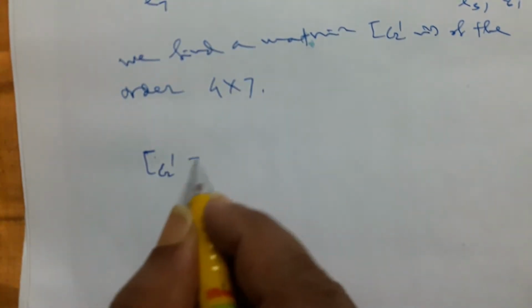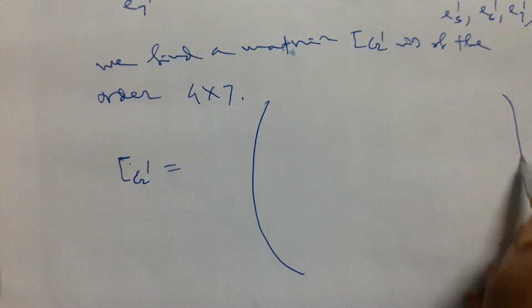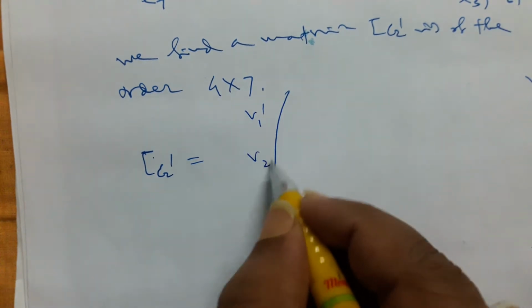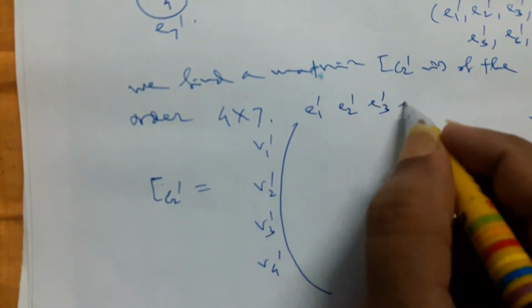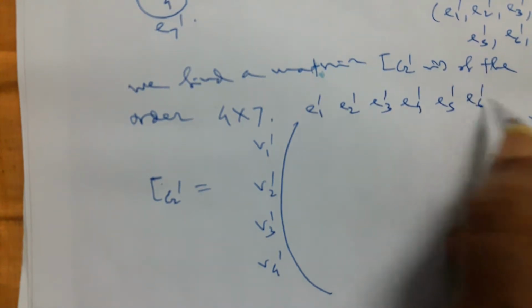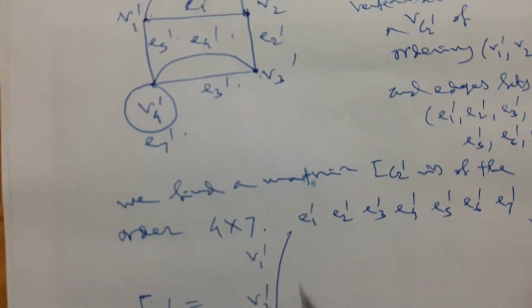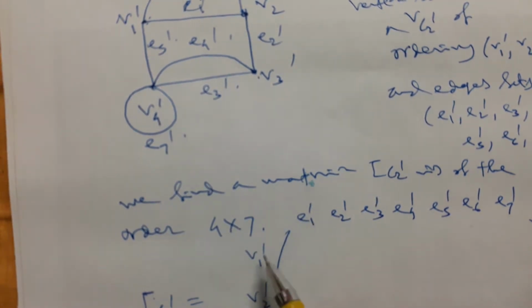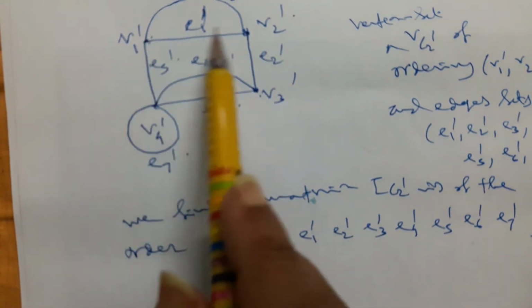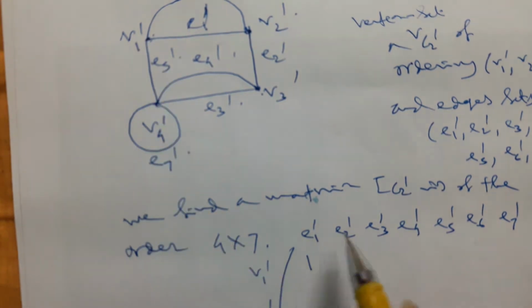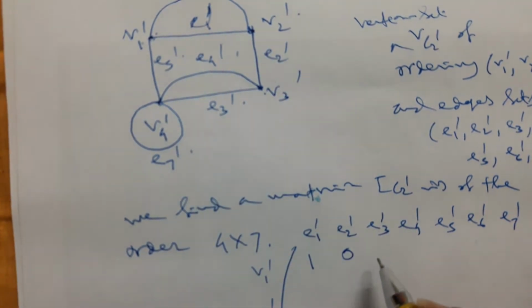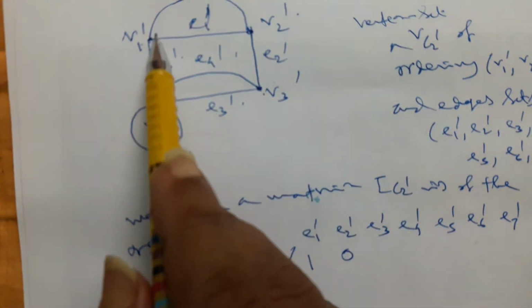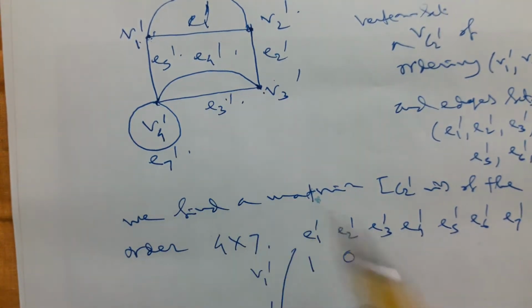Now how to form this I(G')? It is the notation of the matrix, with rows v1', v2', v3' and v4', and columns e1', e2', e3', e4', e5', e6' and e7'. Now v1' and e1': v1' is one endpoint of e1' and it is not a loop, so the result will be 1. v1' and e2': there is no connection, so the result will be 0.